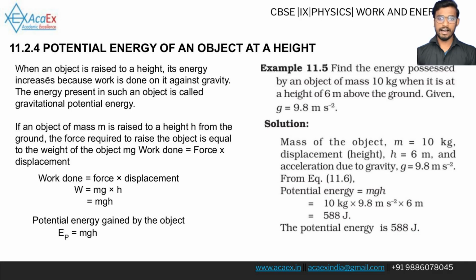Example 11.5. Find the energy possessed by an object of mass 10 kilograms when it is at a height of 6 meters above the ground. Given g equals 9.8 meters per second squared. Solution: mass m equals 10 kilograms, height h equals 6 meters, g equals 9.8 meters per second squared. Potential energy equals m multiplied by g multiplied by h, which equals 10 kilograms multiplied by 9.8 meters per second squared multiplied by 6 meters, which equals 588 joules. The potential energy is 588 joules.